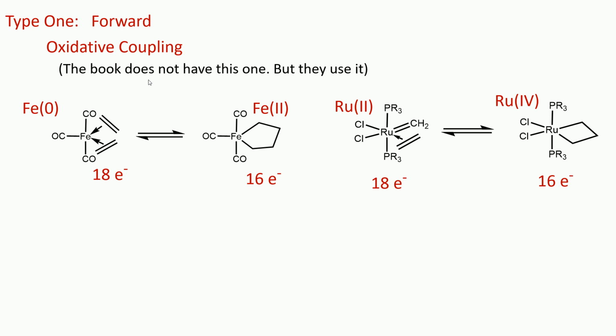The example that the book uses is this one over here, where you have this very unusual carbene ligand. A CH2 on a ruthenium with a double bond is called a carbene. It can couple in an oxidative coupling to an alkene and form a 4-membered ring. This is going to be the basis of what we call olefin metathesis, which we'll talk about in class.